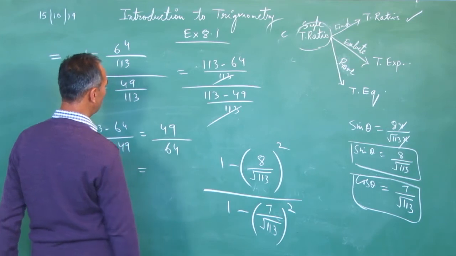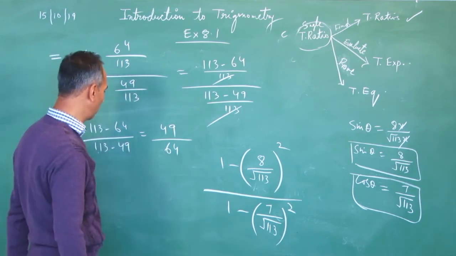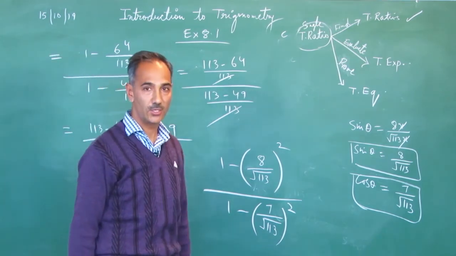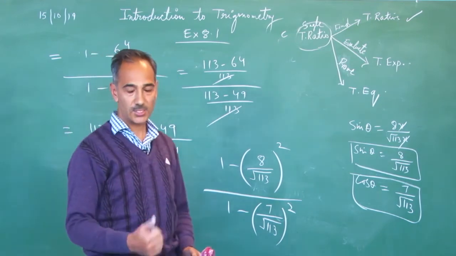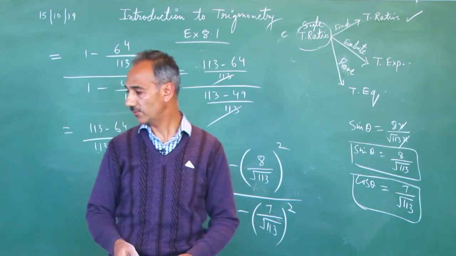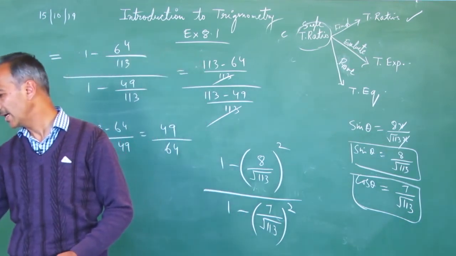So this is 49 by 64. You can't do the further simplification. That is the value of this trigonometric expression. That was question number 6. A single t ratio given. You are asked to find the value of a trigonometric expression.